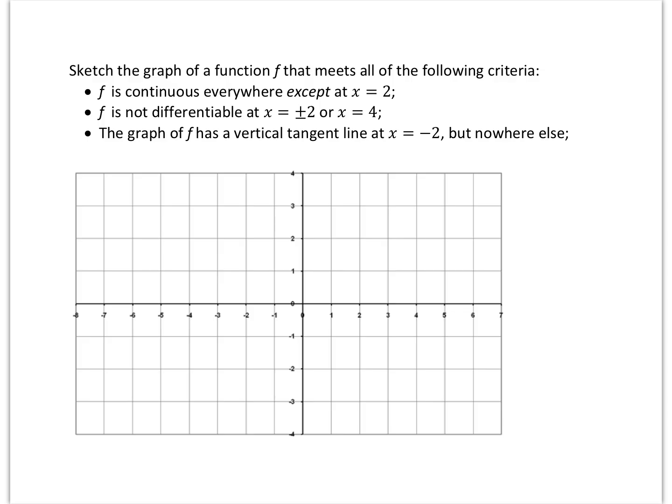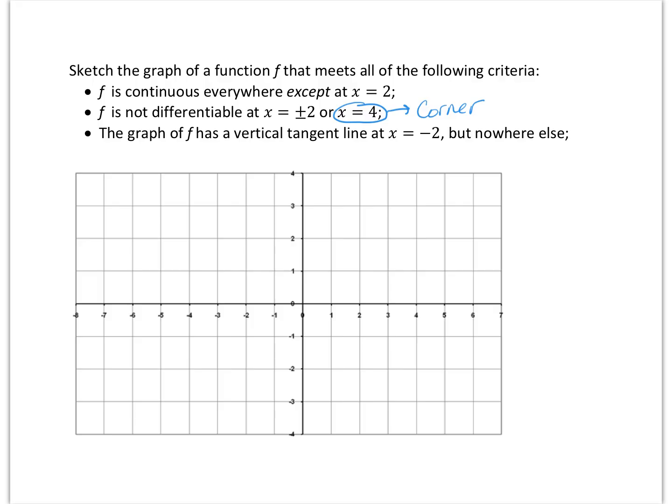Okay, so the only ways a graph can fail to be differentiable are if it has a discontinuity, which we know it has at 2, but that's the only discontinuity, okay? And then a corner or a vertical tangent line, okay? So we have a vertical tangent line at -2, but nowhere else, which means that 4 can't be a discontinuity because we only have one of those at 2. It can't be a vertical tangent line because we only have one of those at -2. And the only other way you can fail to be differentiable is if you have a corner point. So at x=4, we must have a corner.